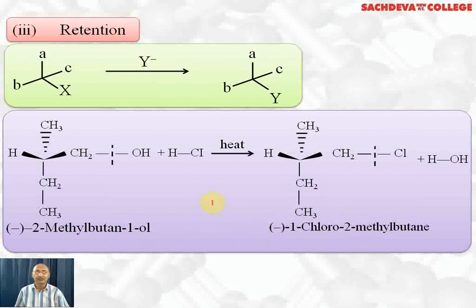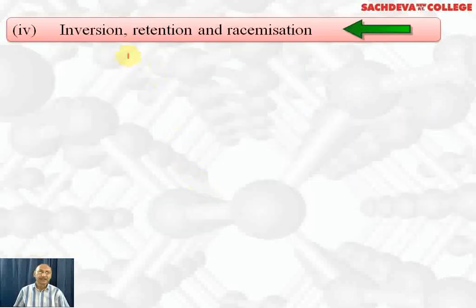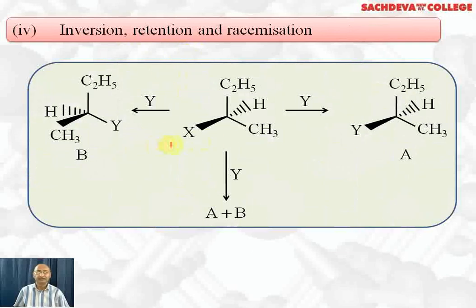So this is the example of retention of configuration. Next, we are taking inversion, retention, and racemization. Let's try to see the difference. This is a chiral substance.